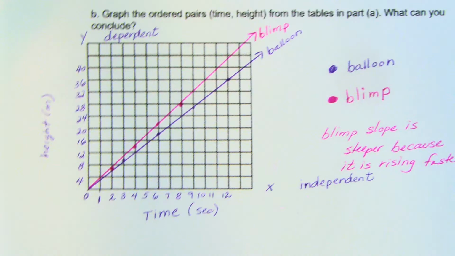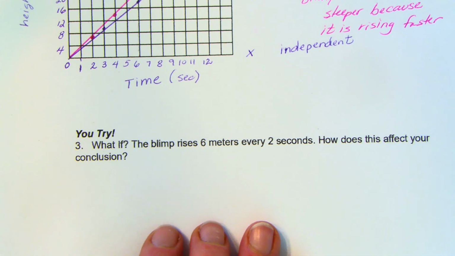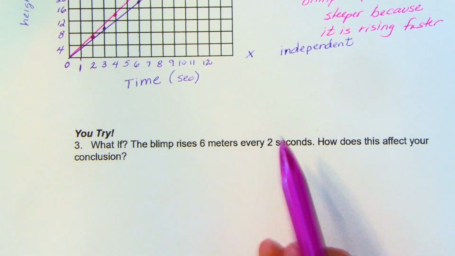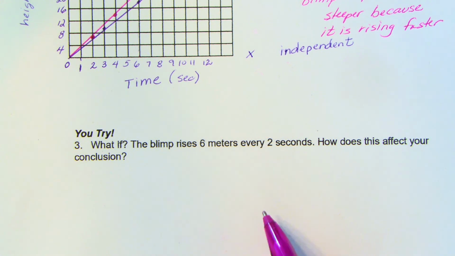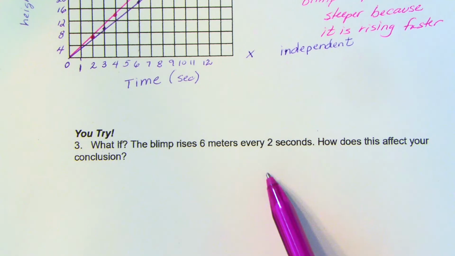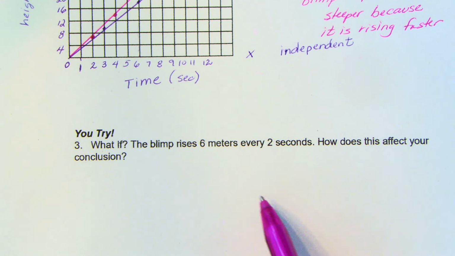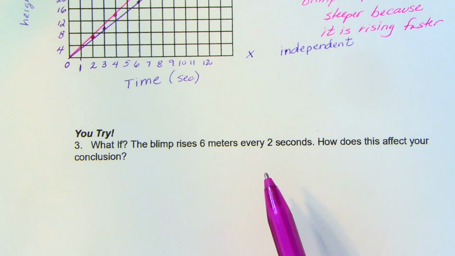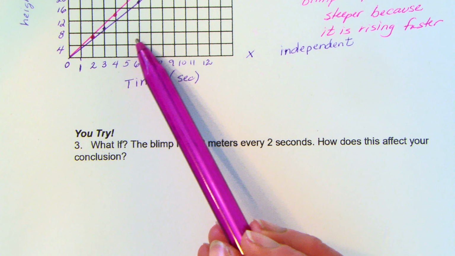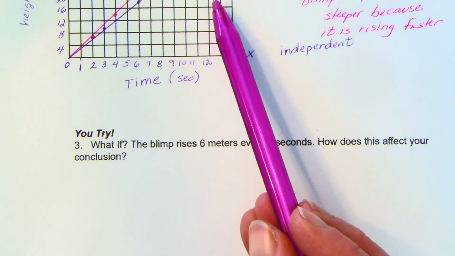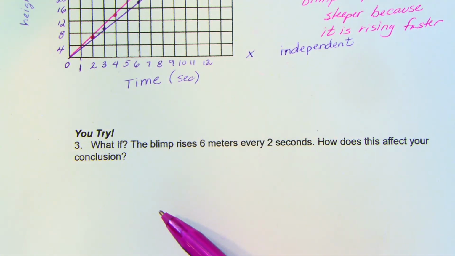Okay, you have one you try to do with that. Now it says if the blimp rises 6 meters every 2 seconds, how does that affect your conclusion? So you need to make another ratio table and put in 6 meters for 2 seconds and then graph that and see where it falls. Does that make the blimp go slower than the balloon, or is it still going to be faster than the balloon? Okay.